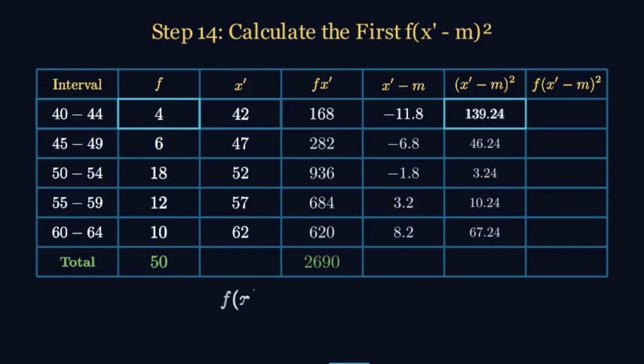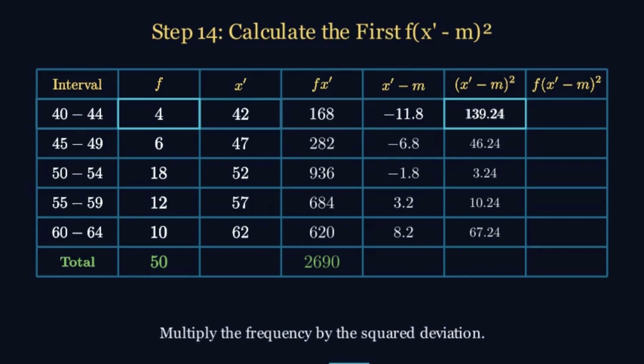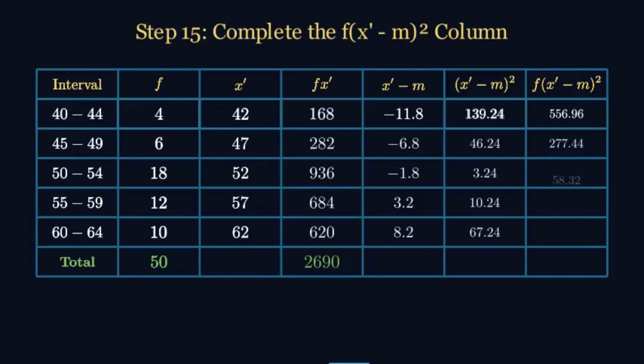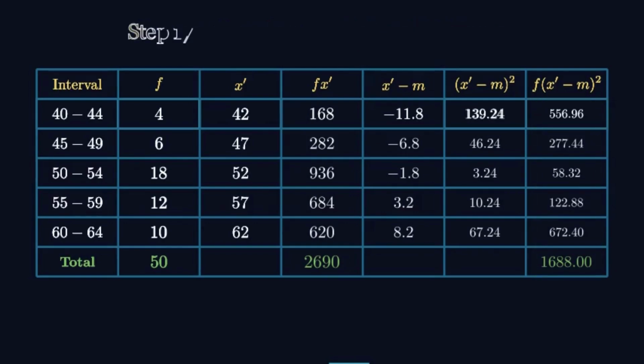Calculate the first fd squared. Next, multiply the first squared deviation by its corresponding frequency. 4 multiplied by 139.24 equals 556.96. Complete the fd squared column. Repeat the multiplication for the remaining rows. The sum of the f times the squared deviations column is 1,688.